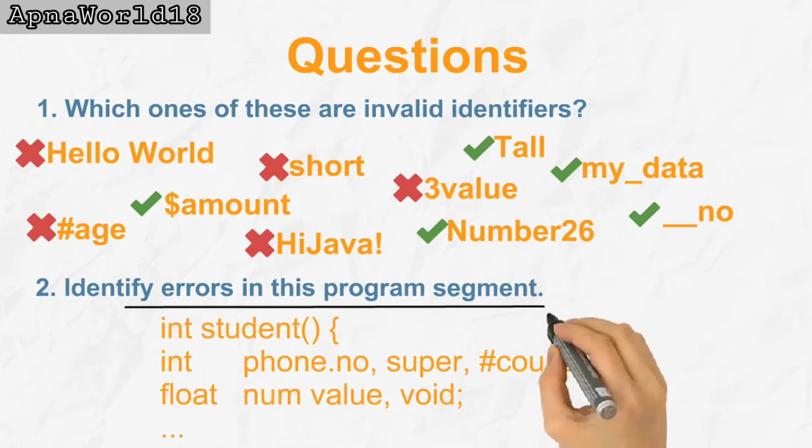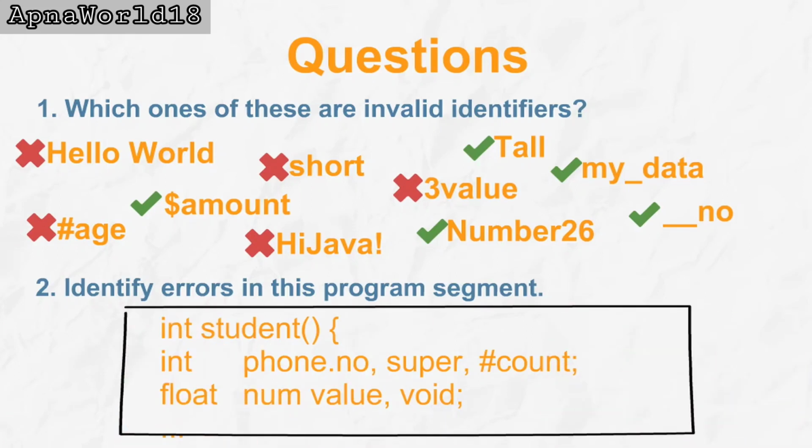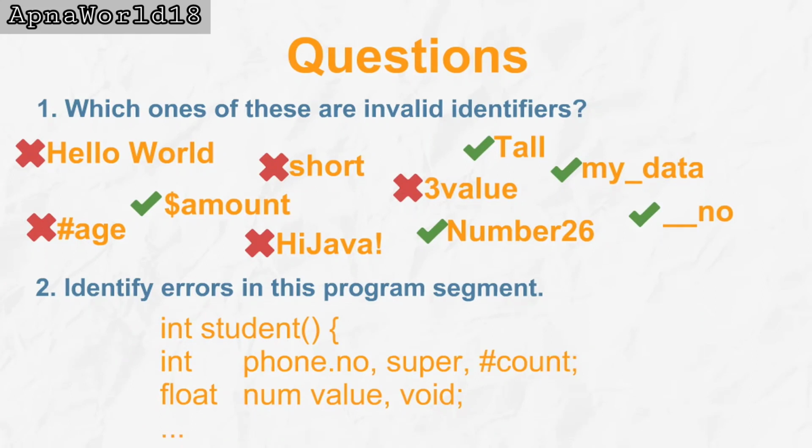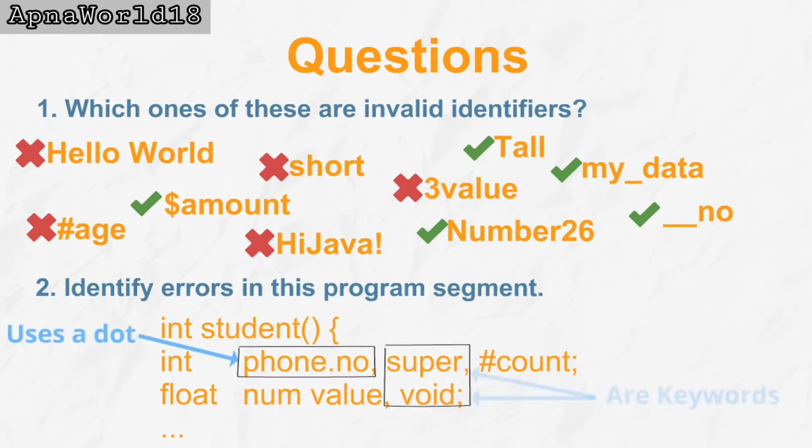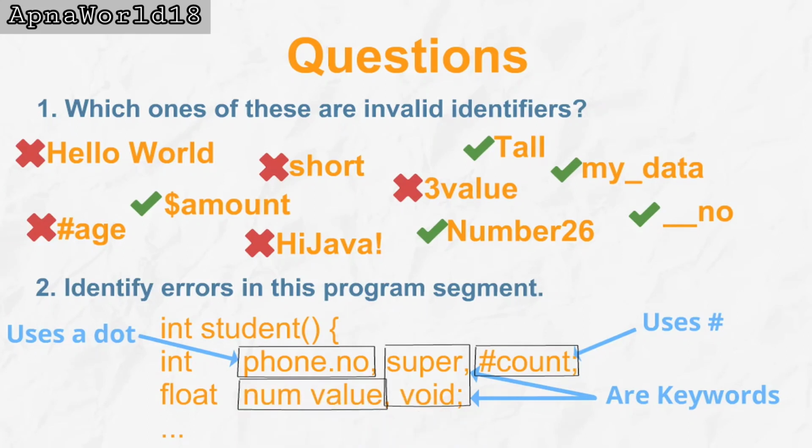Similarly, we will take this program and correct the variable names which are incorrect. In the program segment, phone number is invalid as it is using a dot. Super and void are keywords. #count is also invalid as an identifier name cannot start with a hash. Num value cannot have a space in between.